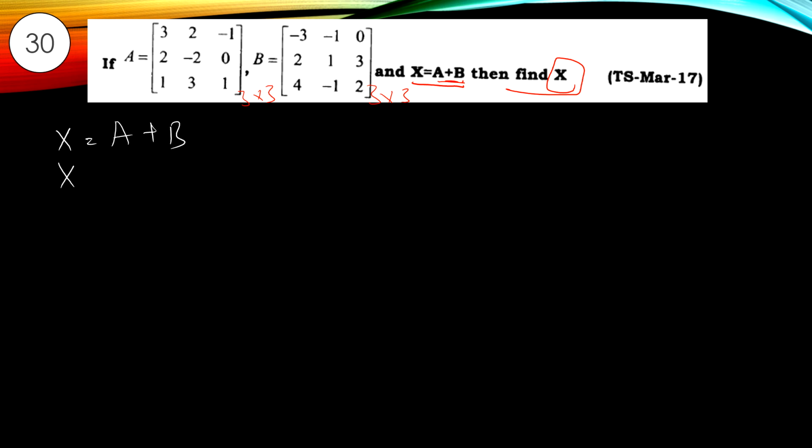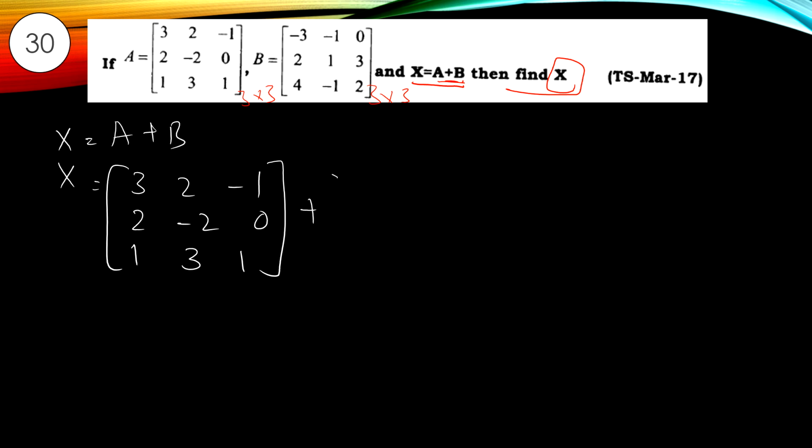So X is equal to, what is the A matrix? 3 2 minus 1, 2 minus 2 0, 1 3 1, plus the B matrix, which is very simple: minus 3 minus 1 0, 2 1 3, 4 minus 1 2.